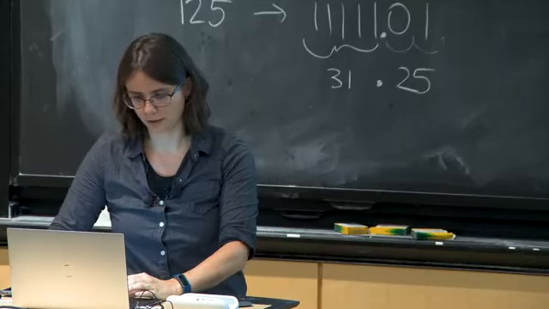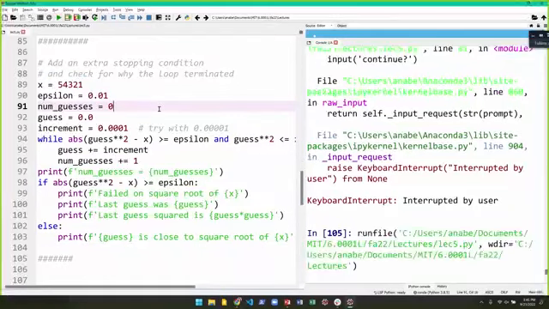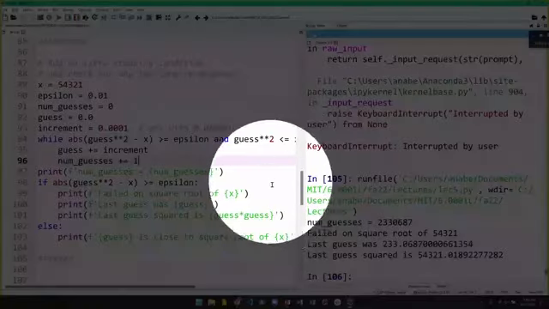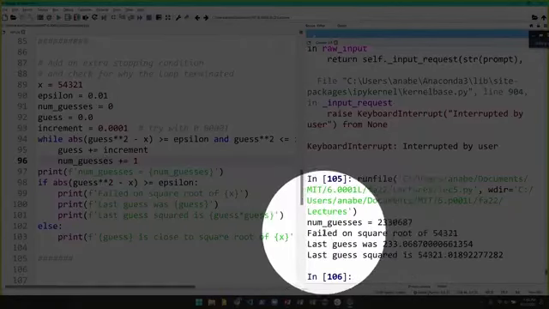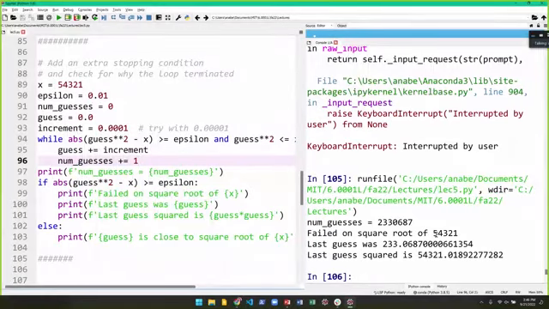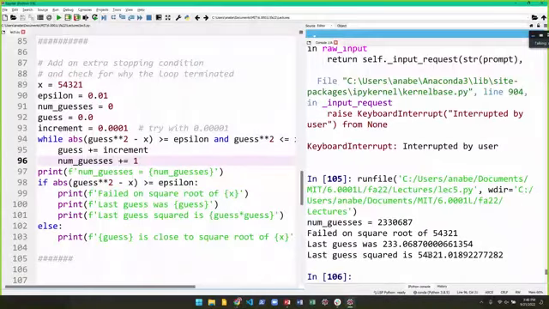So here is the code with 54321, but now we have that extra condition here, guess squared less than x. So we see that we've done some number of guesses, right? 2,300,000. And the message we get is we failed to find the square root. Makes sense, right? Because we knew we would fail. And we're also reporting what the last guess was and the last guess squared, just in case the user wants to use that information for anything.